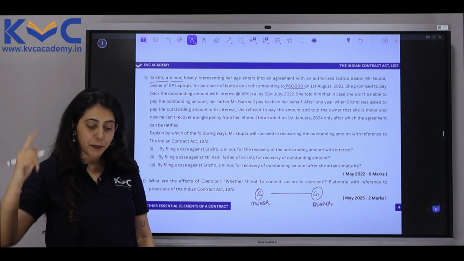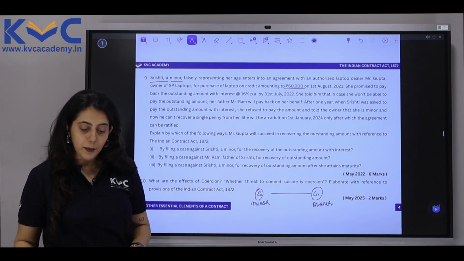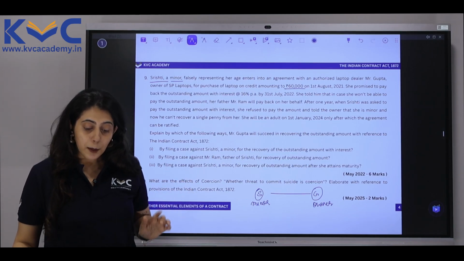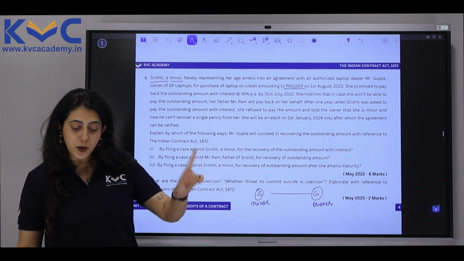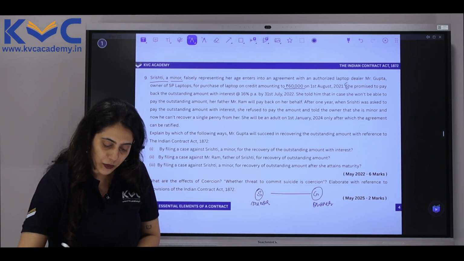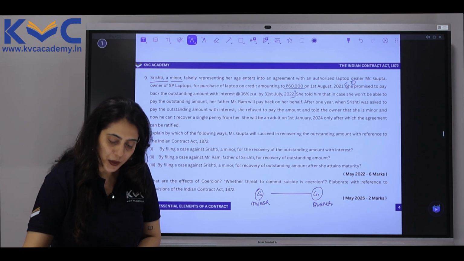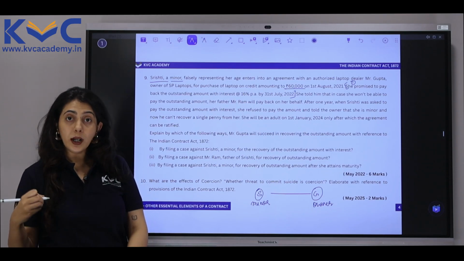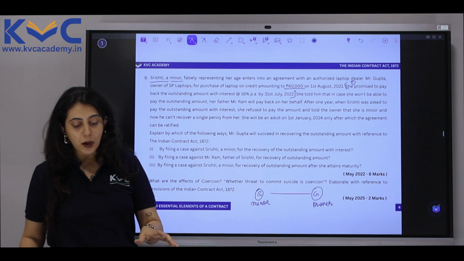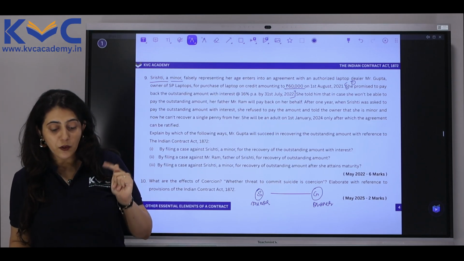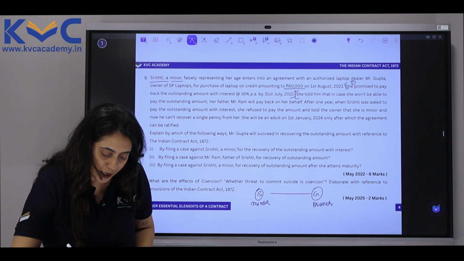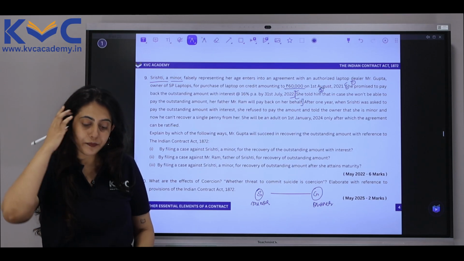She promised to pay back the outstanding amount with interest at 16% per annum by the 31st of July 2022, in a year's time. Okay, this is one promise. This is promise number 1. Next, what did she do? She told him that in case she will not be able to pay back the outstanding amount, her father, Mr. Ram, will pay back on her behalf. So this was the second promise that was made.